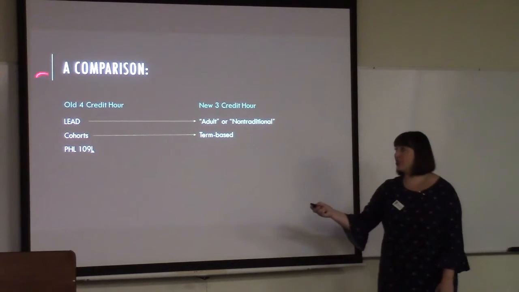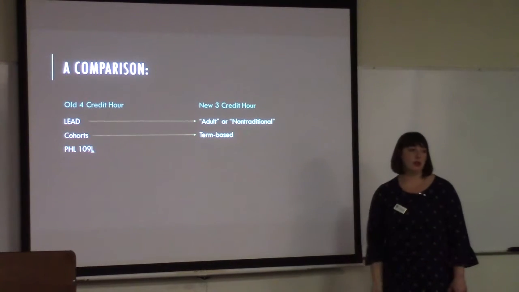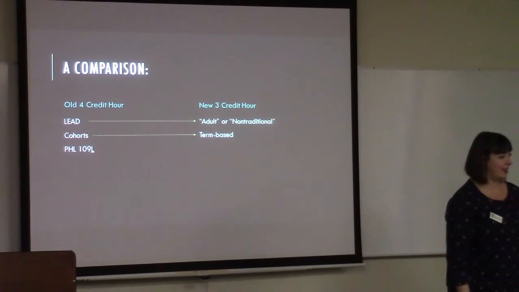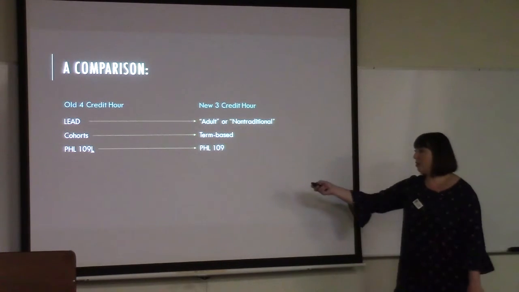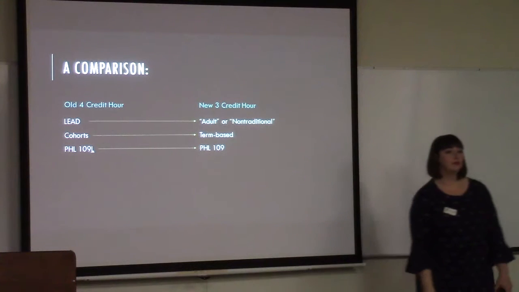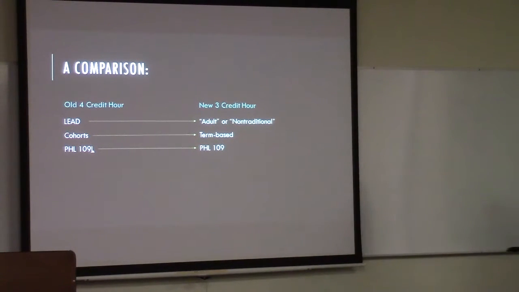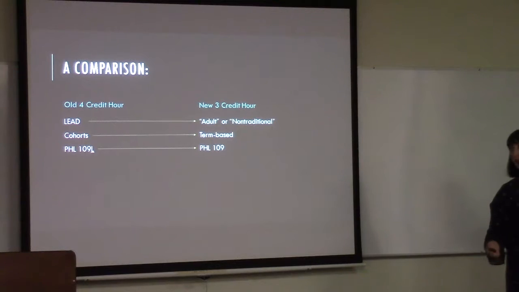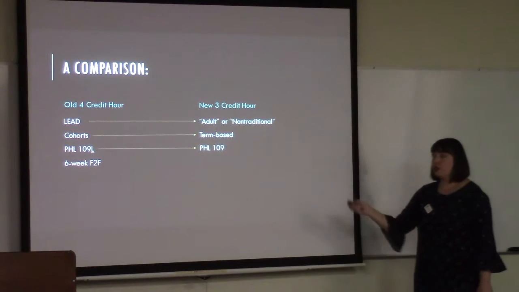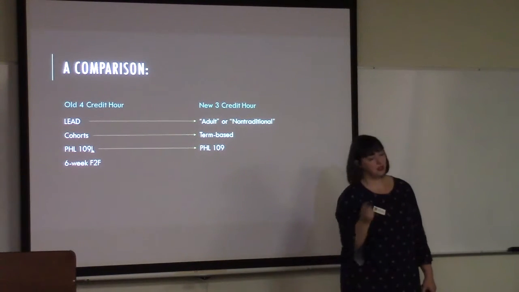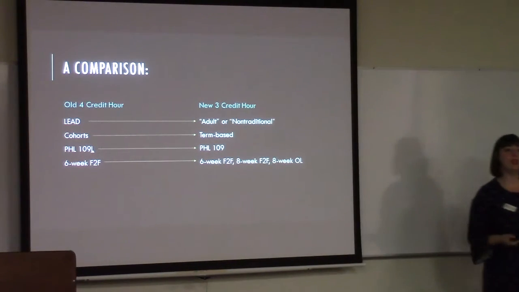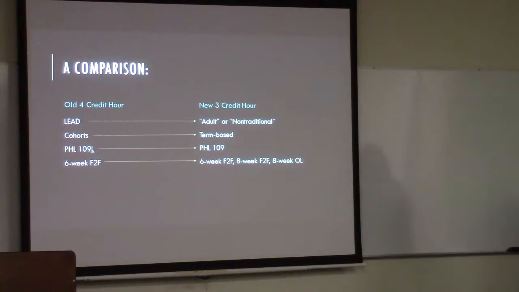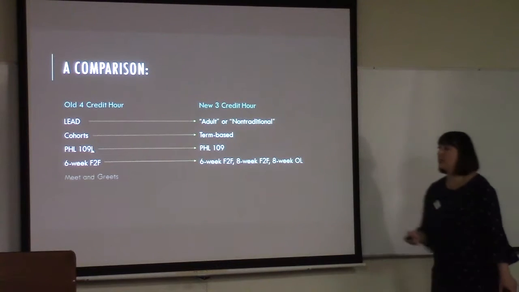You can know whether you're teaching a 4-credit-hour course by this L. So I'm using Philosophy 109 because I'm teaching that class starting on Tuesday, so it's just in my brain. But term-based, there's no L. That's how you know whether you're teaching a cohort class or a term-based class, okay? All of those 4-credit-hour cohort courses, or most of them, were 6-week face-to-face. But now we have all of these different formats. We have 6-week face-to-face, 8-week face-to-face, 8-week online, okay? So those are some differences.